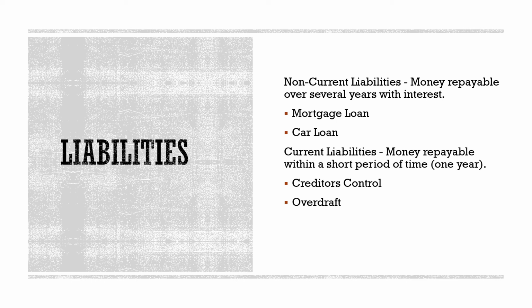Then current liabilities, money repayable within a short period of time, 1 year, shorter than 12 months. Creditors control, this is if we buy stuff from suppliers, they will be known as creditors control in our books, and we will owe them money. So 1 month we will buy a lot of stuff on credit, and the next month we will repay some of those debts. So the value of our creditors control will fluctuate a lot within the next 12 months, and that is why it is known as a current liability.